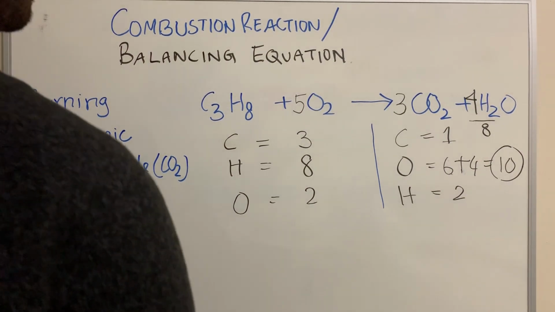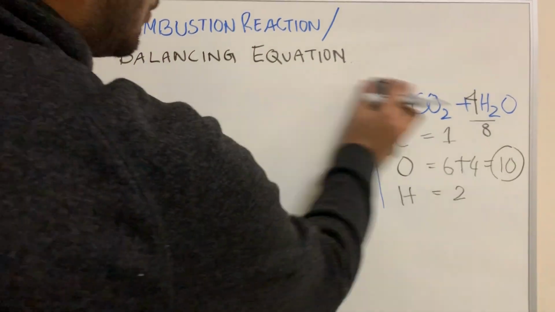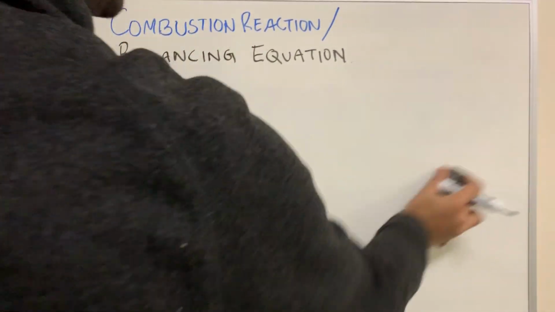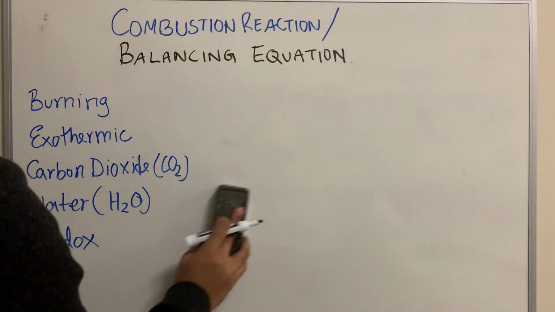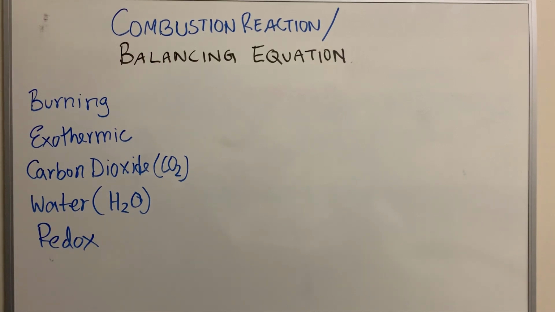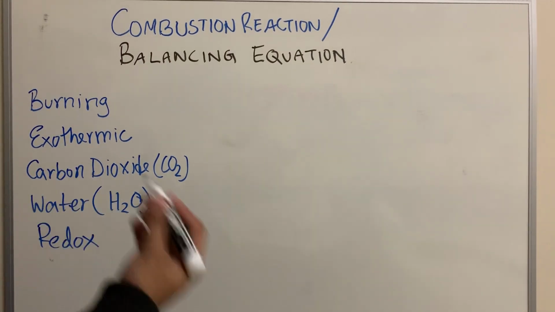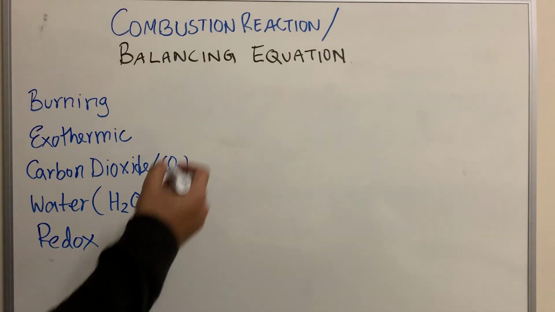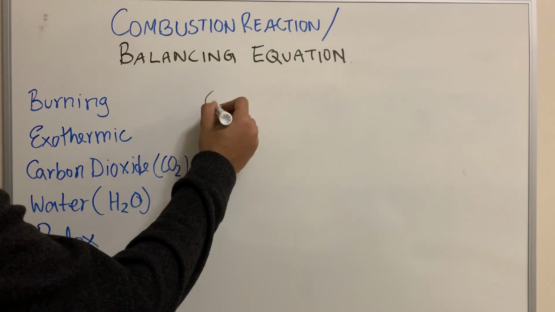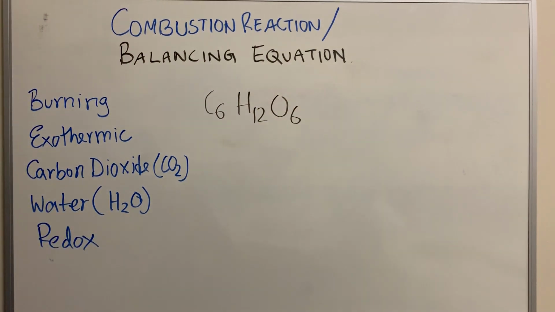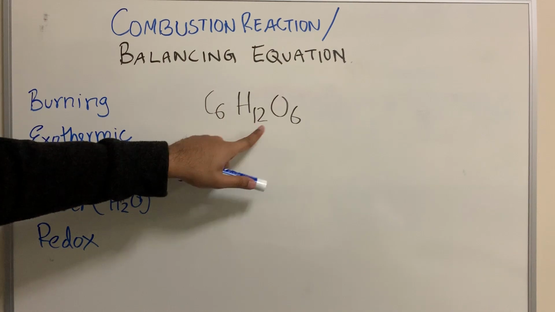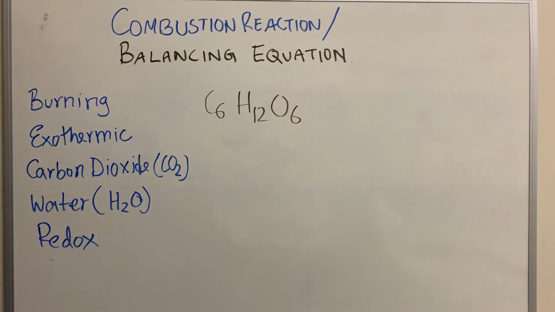The next combustion reaction we will talk about is also a very common one, and it's the combustion of glucose. Glucose is oxidized in all your body cells. They utilize glucose to produce energy, and that energy helps you to move around and do certain activities. Glucose is also an organic compound, and its chemical formula is C6H12O6. That's glucose: 6 carbons, 12 hydrogen atoms, and 6 oxygen atoms.